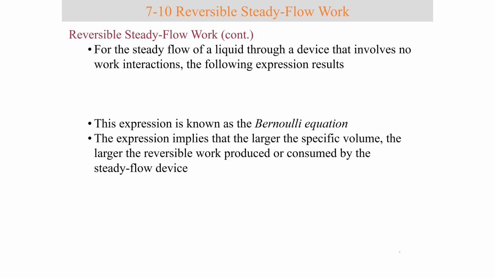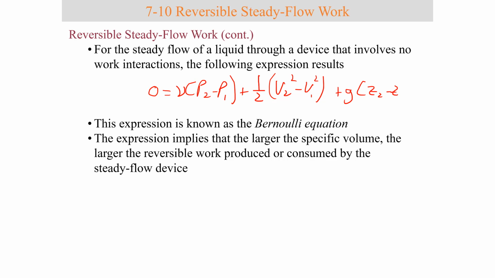Now, for a steady flow device of a liquid through a device that has no work interaction, that work interaction is zero. So the expression results in just v delta P plus delta KE plus delta PE. This expression is used heavily in fluid mechanics. It's called the Bernoulli equation. The expression implies that the larger the specific volume, the larger the work needed to move the fluid, the larger the reversible work produced or consumed by the steady flow device. If the steady flow device has no work, this would be the expression used to look at fluid flow with no work. And again, this is Bernoulli's equation.